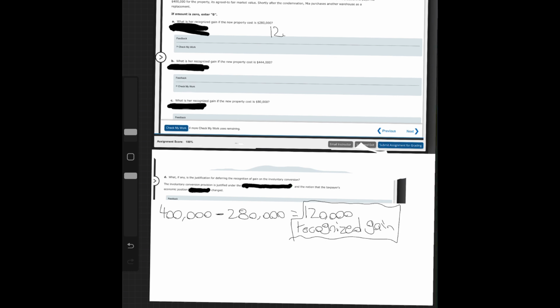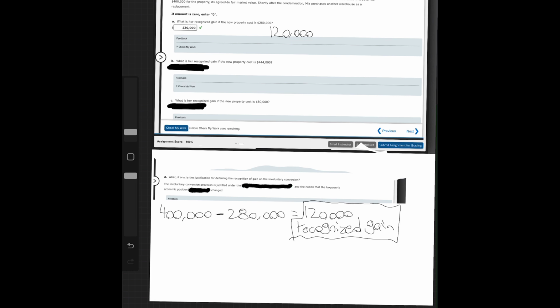So, let's see. The government gives you $400,000. That's what the government gives you for the land. And you purchase $280,000. That would equal $120,000. That is your recognized gain. That's for letter A.